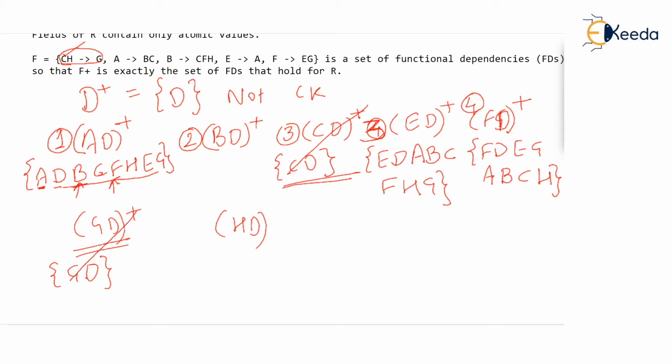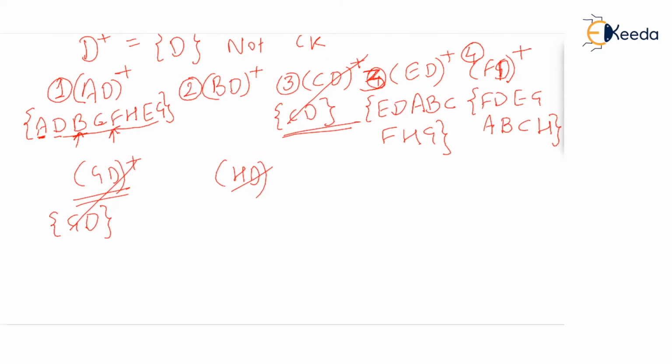Similarly, you find out HD is also not the candidate key. Well, these are the only attributes that we can join with D. So by this time, we know that we have 4 candidate keys. I'll write down again. The candidate keys we found are AD, then BD, then ED and FD.